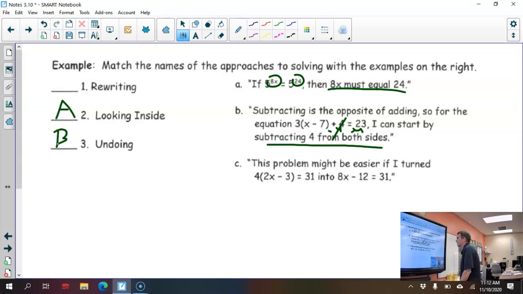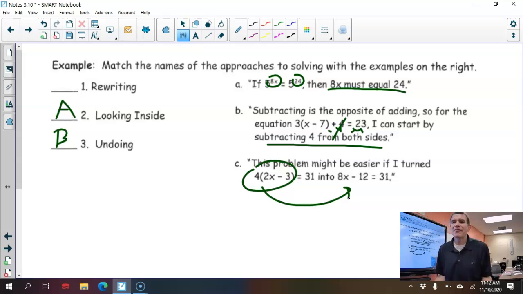And so C must be rewriting, and it is. I'm taking 4 times 2x minus 3, and I'm rewriting it as 8x minus 12. So that is C. Did you get them?